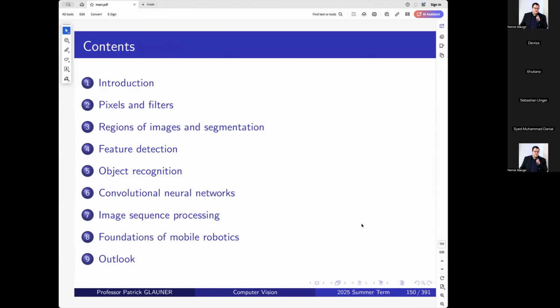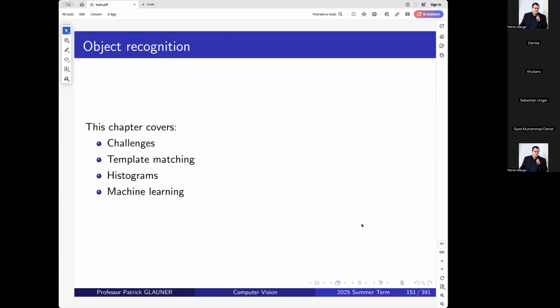Today, we're going to look into object recognition. First of all, we look at some challenges. We do template matching, we do histograms, and we also will think about machine learning, because now we know how to calculate features and we can put them in a machine learning algorithm. That's the first part of today.